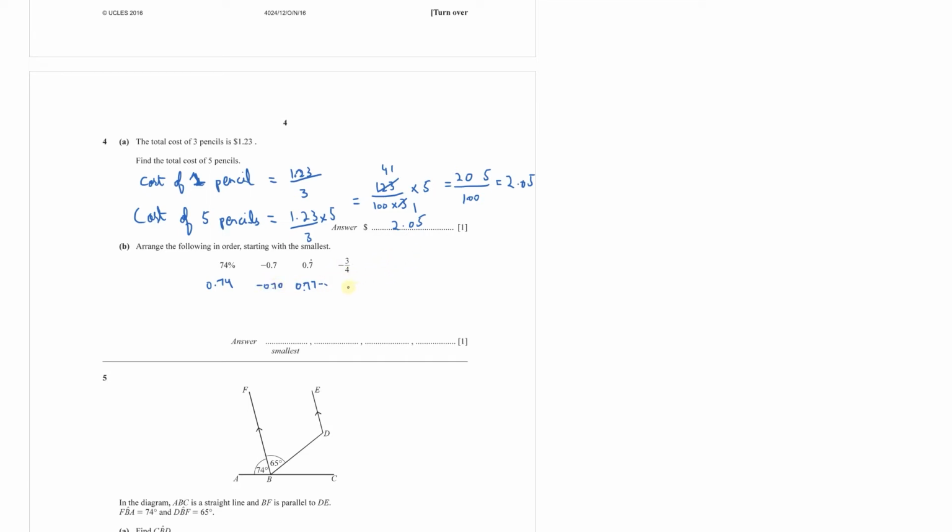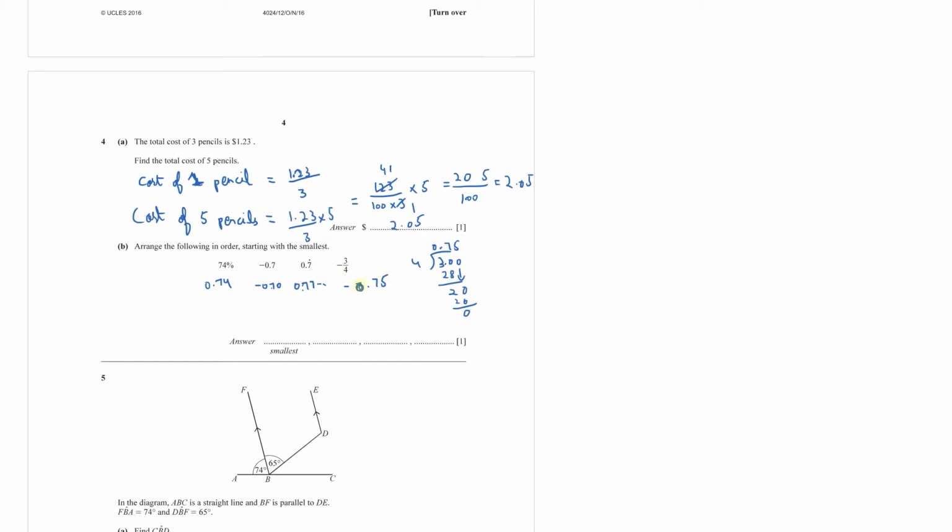And negative 3 by 4, it can be written as, if you divide 3 by 4, you get 0.0. And then, 7 fours are 28, you get 2. You can add another 0 here, 20. And this is 5 times 20 and 0. So this is actually 0.75. So now let's start looking at these numbers and see which one is actually the smallest one here.